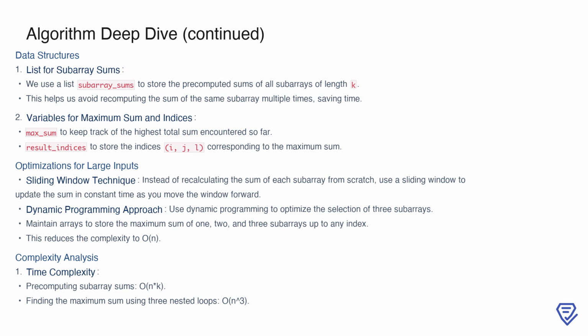For larger inputs, we can optimize this solution further. Using the sliding window technique, we can calculate the sum of each subarray in constant time as we slide the window forward. Additionally, a dynamic programming approach offers an even more efficient solution. By maintaining arrays that store the maximum sum of 1, 2, and 3 subarrays up to any index, we can reduce the time complexity to O(n). This eliminates the need for 3 nested loops, making the algorithm scalable for large arrays.